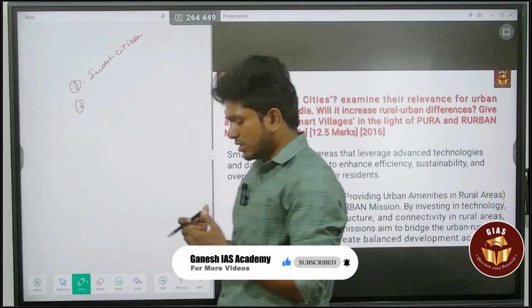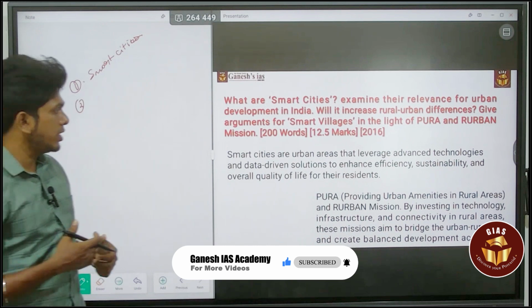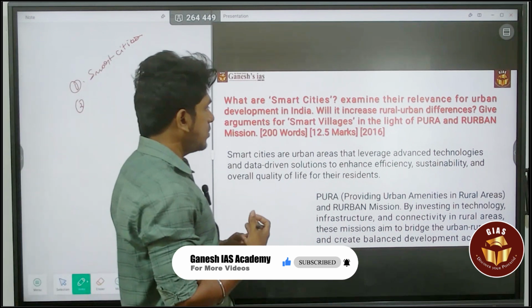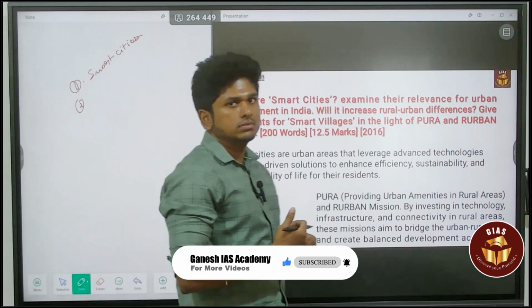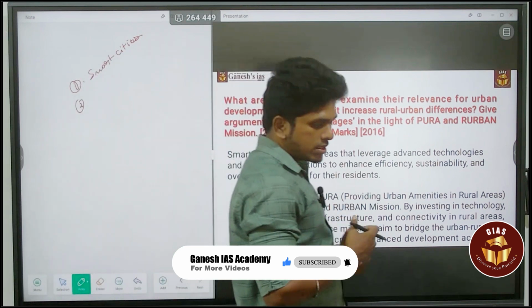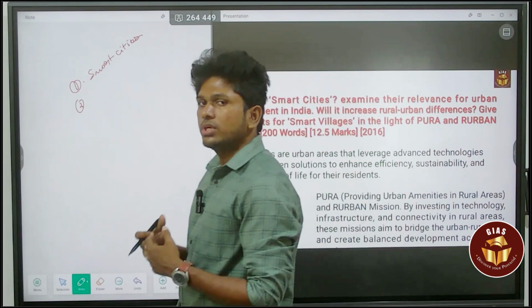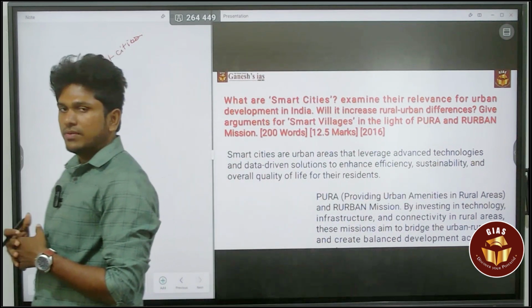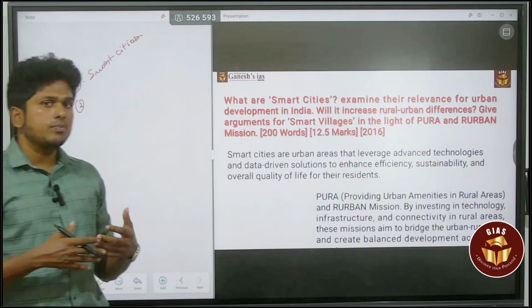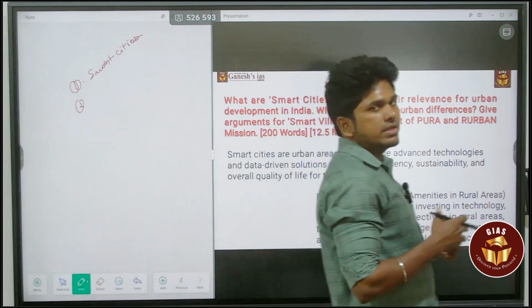For that, the government has introduced a scheme called PURA. PURA is nothing but providing urban amenities in the rural area. And the next scheme is called Rurban. The Rurban Mission is also about providing all the things that are needed for the people in the rural areas. By this, we have to bridge the gap between the rural and the urban areas. At the same time, we have to increase the connectivity.